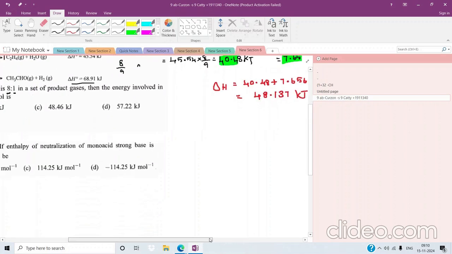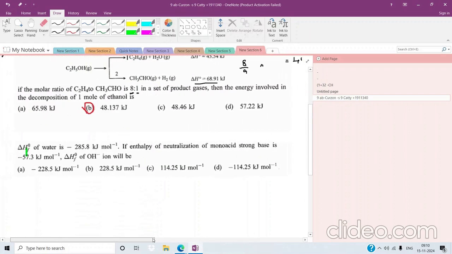Okay, let us solve the second question. This is also a JEE based question, somewhat tricky. Look at this. The question is very nice.